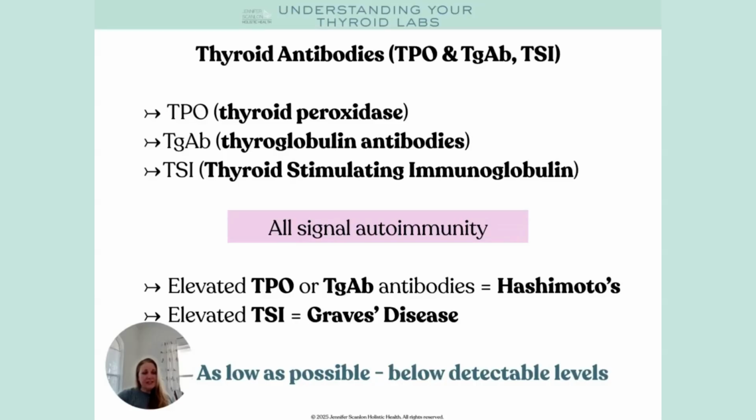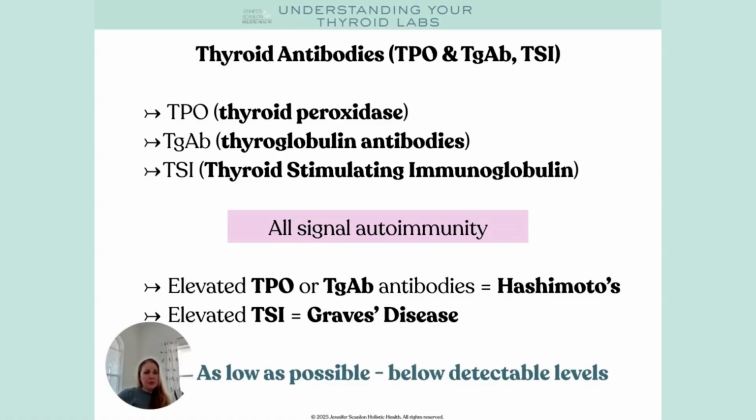Thyroglobulin is like the little storage factory of the materials your body uses to make thyroid hormones. So if you have antibodies to thyroglobulin, then that means that they are attacking your thyroid hormone storage protein.